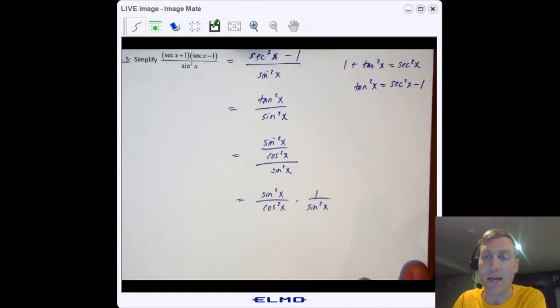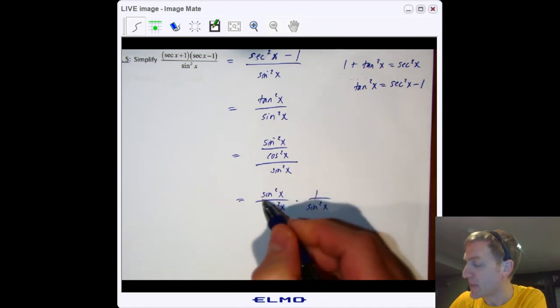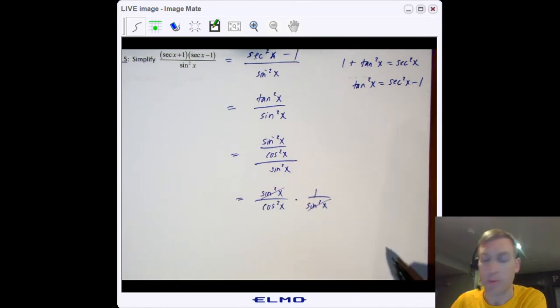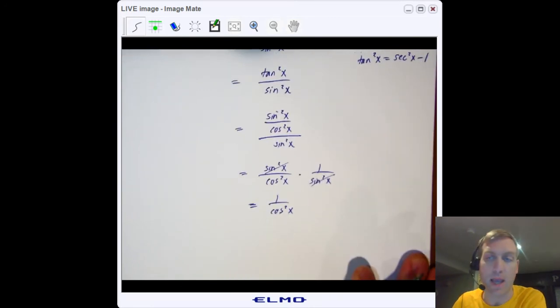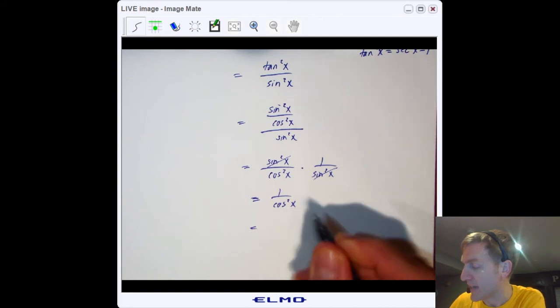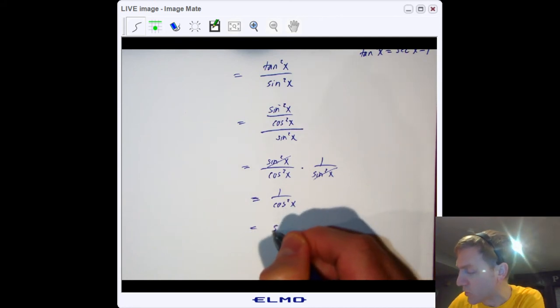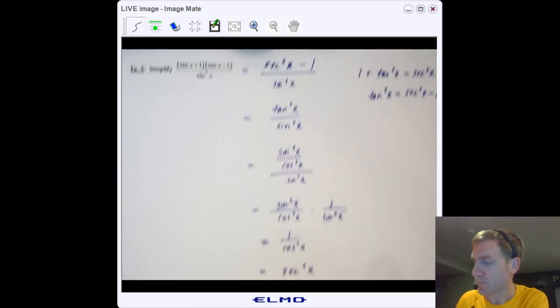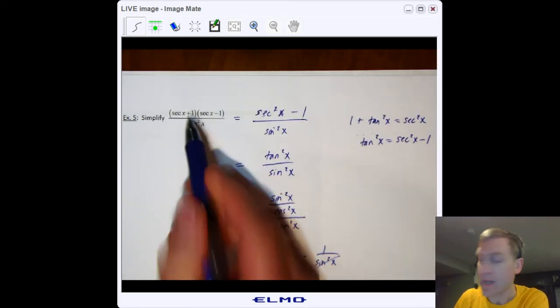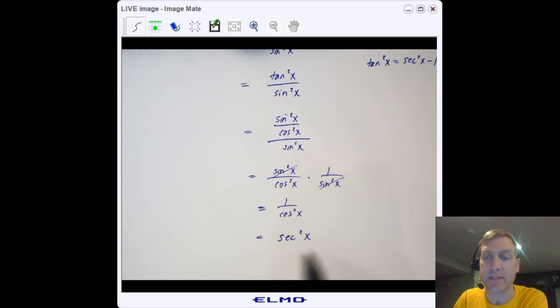Okay, and hey, what do you notice? Now I have a sine squared x over sine squared x. Those two cancel out. I'm left with 1 over cosine squared x. And one more step. Reciprocal of cosine is secant. So 1 over cosine squared x is the same as secant squared x. There we go. So this whole expression right here is the same as secant squared x.